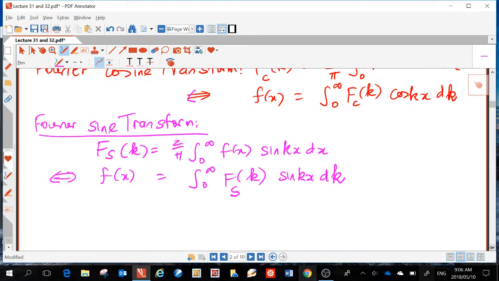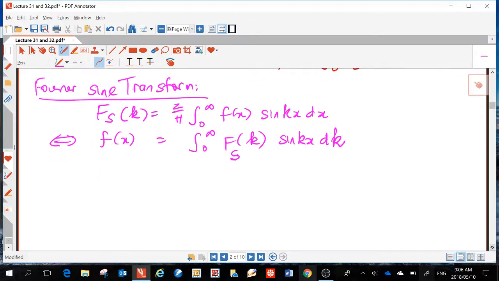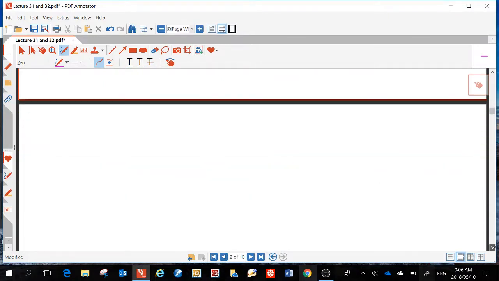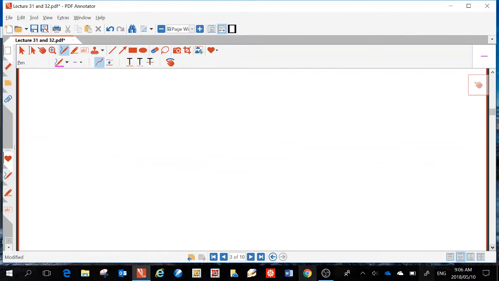A similar concept happens here. Okay? So any function can be written with a Fourier sine or cosine transform. They don't have to be even or odd. So those are definitions, and now can be applied in general.